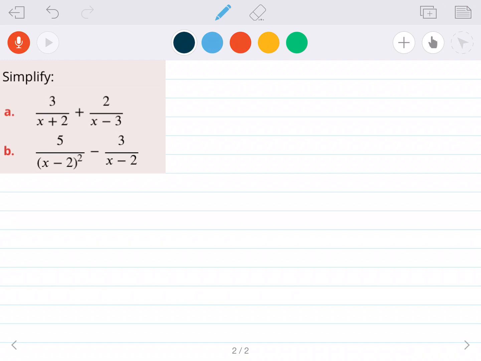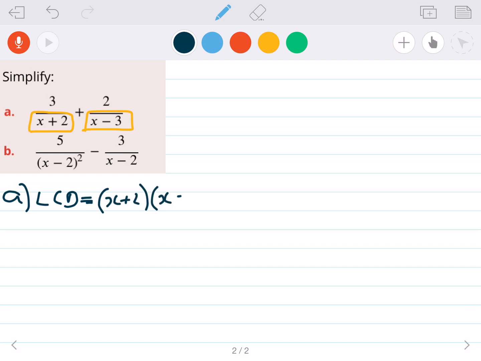G'day all, so today we're going to be looking at simplifying algebraic fractions, but when our algebraic terms are in the denominator, okay? So we just need to approach this just like any other fraction though. We need to get the lowest common denominator, and we can do this by just multiplying the denominators by each other. So our lowest common denominator for this will be x plus 2, multiplied by x minus 3.